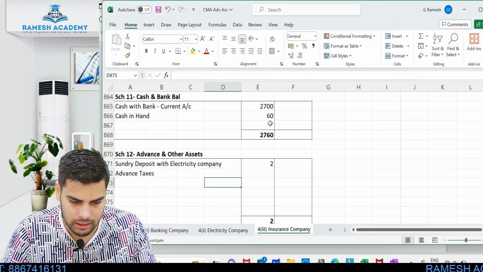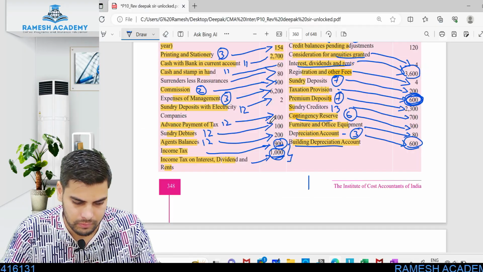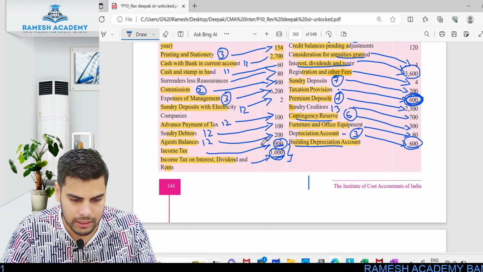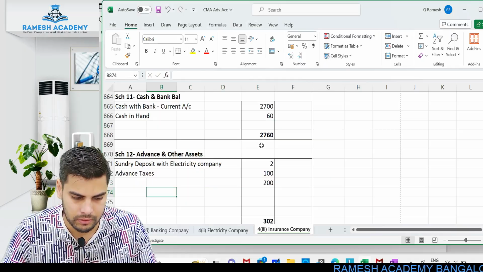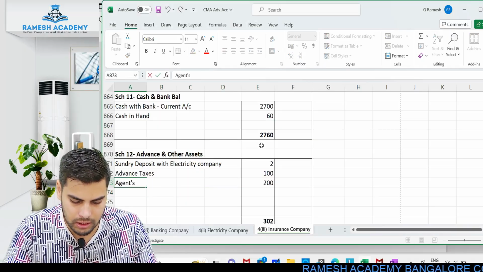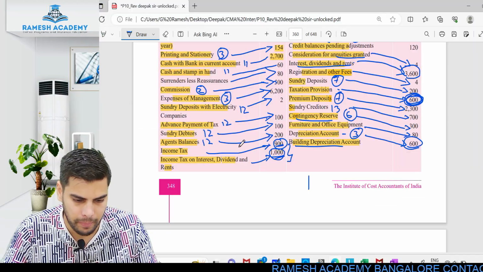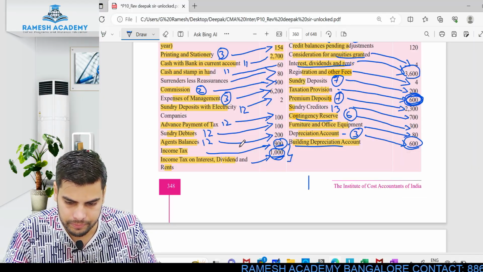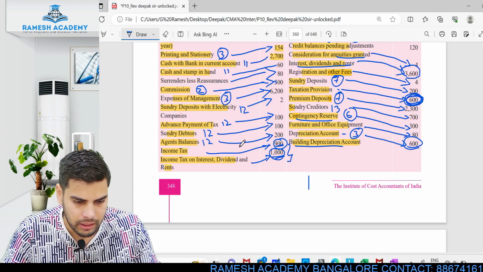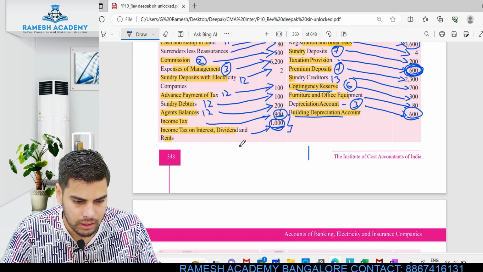Advance taxes 100. Anything else? We have got agents balance 200. Agents balance receivable it is, okay, 200. Yeah, anything else? Check out for schedule 12.